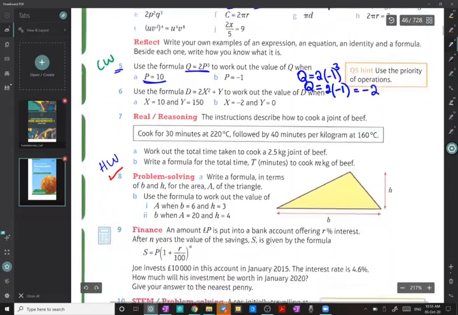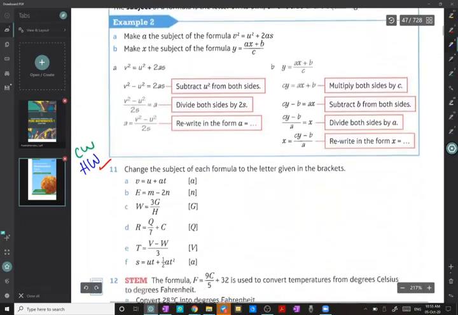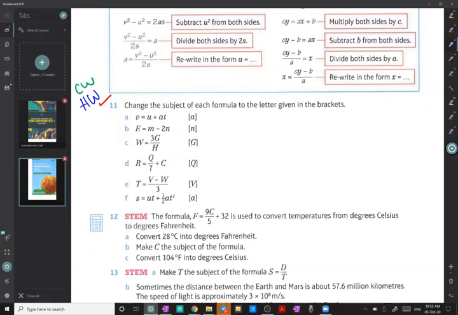This is going to be your lesson. Wait, I still have part 11. Change the subject of each formula to the letter given in the brackets. So here in part A, we have to change the subject from V to A. So we need to have the final answer as A equal to something.